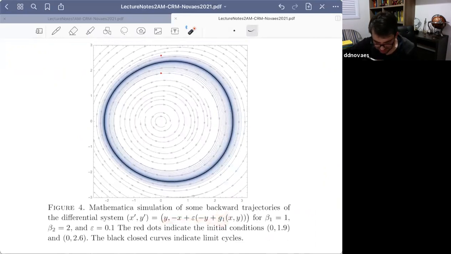This is another mathematical simulation of an example of this kind. G1 is just like above, and I'm assuming that beta 1 is equal to 1 and beta 2 is equal to 2. The red dots here denote initial conditions, and I'm drawing the backward trajectories of the differential system, this one, for epsilon again equal to 0.1.